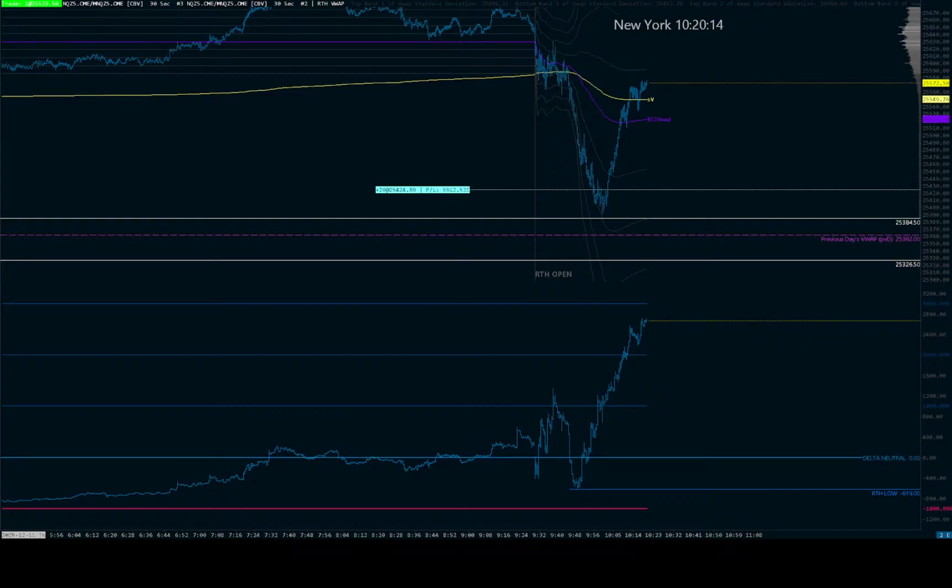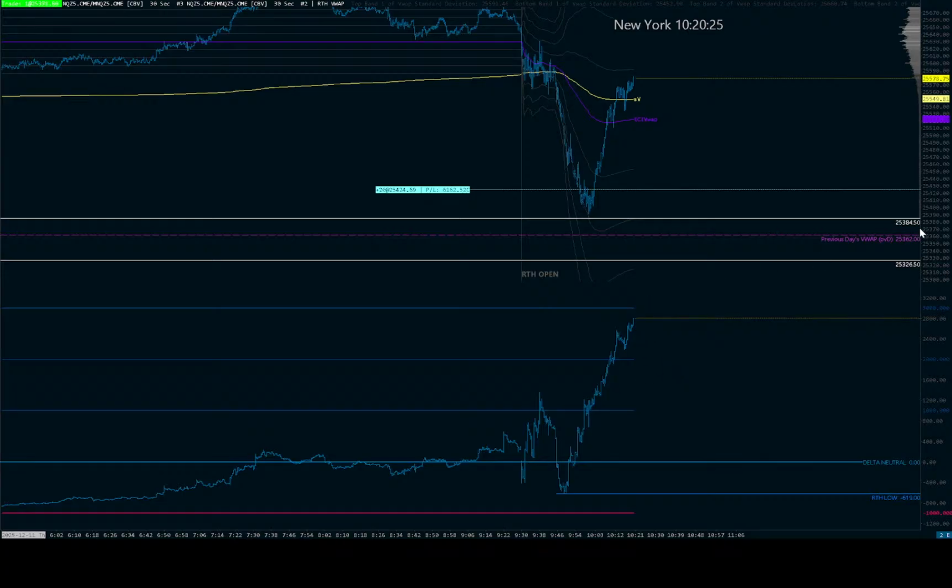I took some profits off this. I'm not going to let it come all the way back down against me, but for the time being, the buyers are still in control. I don't see any reason to exit the trade.